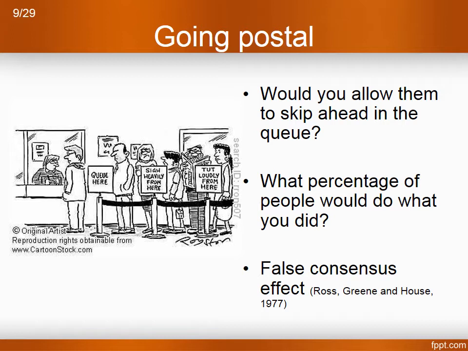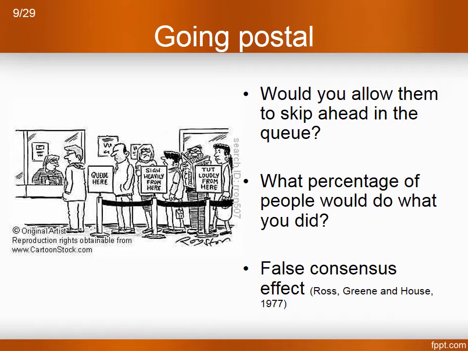Okay. The chances are that if you ask this question to a large group of people, most people will think that their behaviour is a typical behaviour. So most people believe that whatever they chose to do, most other people would choose to do it. Now that's interesting. You find this is true for both possible answers. The people who said, no, I wouldn't let him skip ahead, think that most other people wouldn't let him skip ahead. And the people who would let him skip ahead also think that most other people would let him skip ahead.